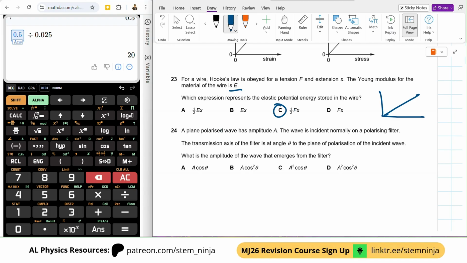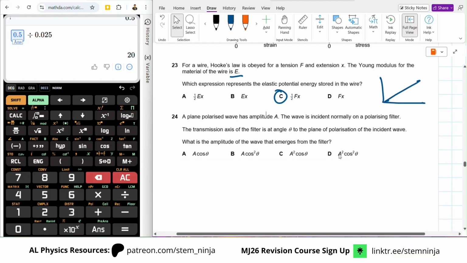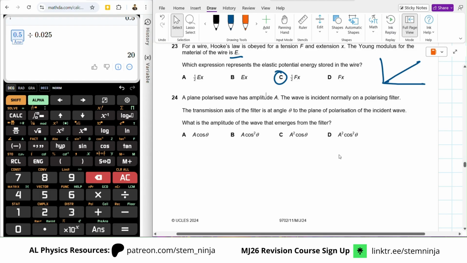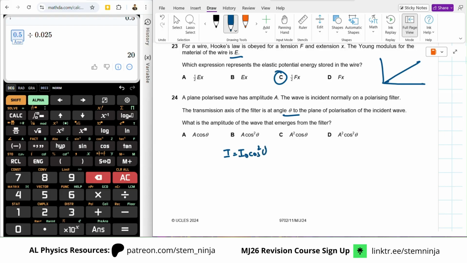Simple. A plane polarized wave has an amplitude A. The wave is incident normally on a polarizing filter. The transmission axis of the filter is at an angle theta to the plane of the polarization of the incident wave. What is the amplitude of the wave that emerges from the filter? So first off, we have I naught cos square theta. This is the Malus law. So first off, we can get a description in terms of intensity.